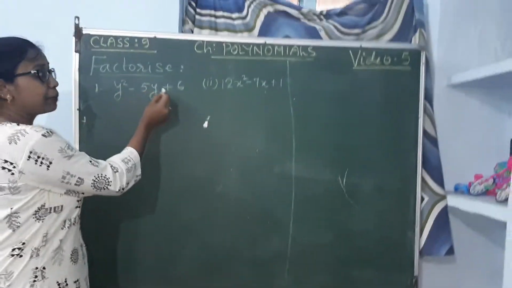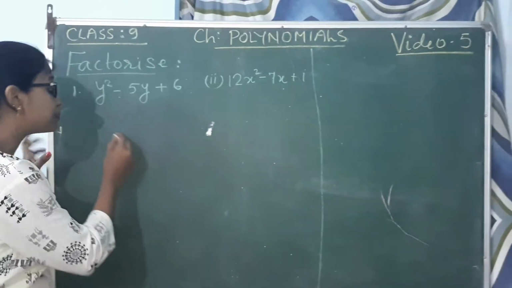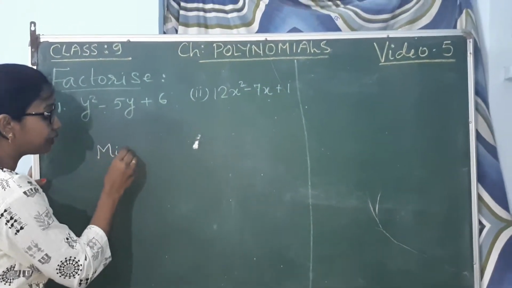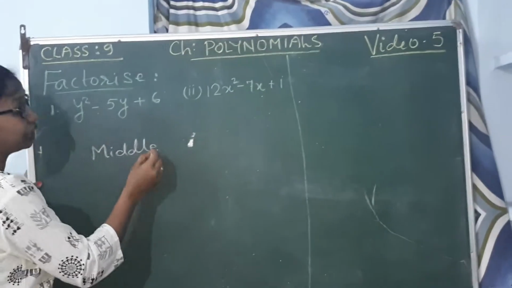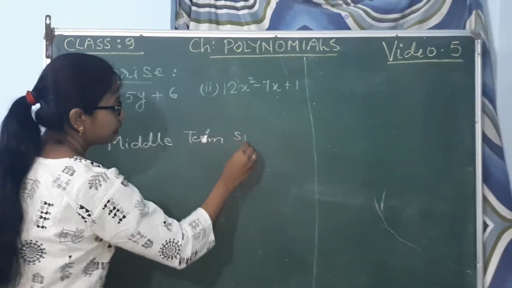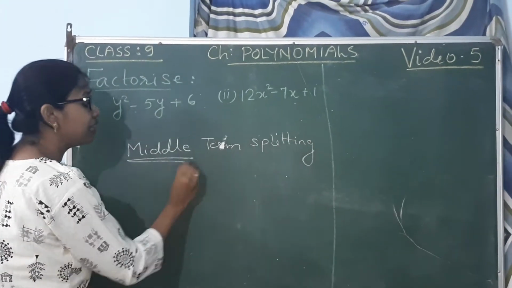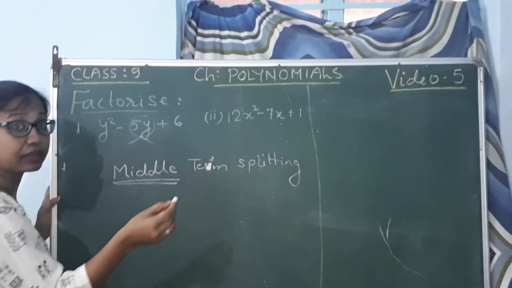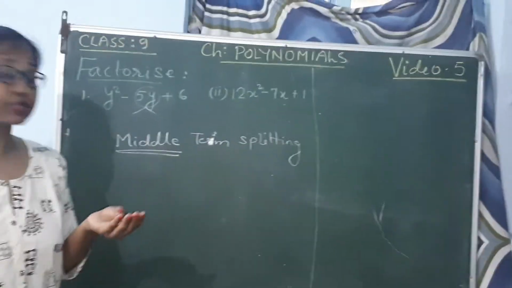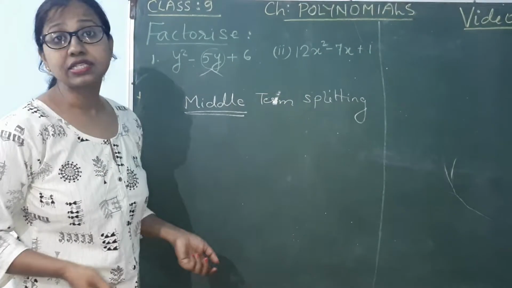Any quadratic polynomial you can factorize through middle term splitting. You might have heard this word in your class 8: middle term splitting. Middle, the center value, split it. 5 you can split as 4 plus 1 gives you 5, 6 minus 1 gives you 5, 10 minus 5 gives you 5.